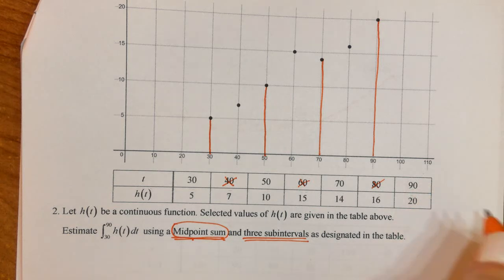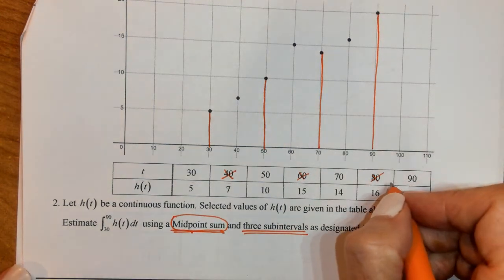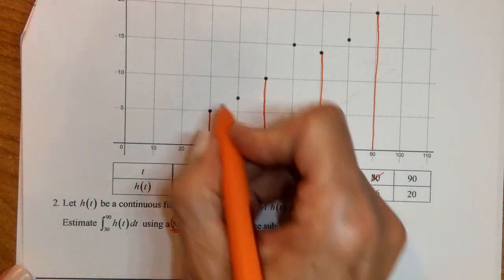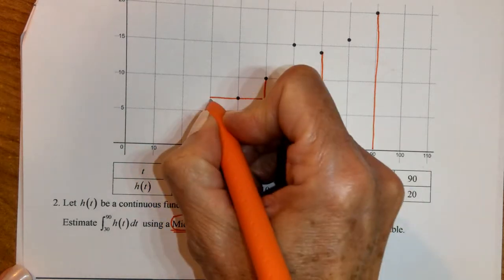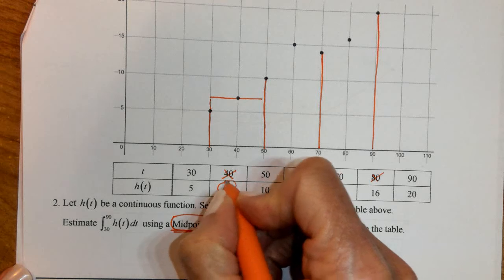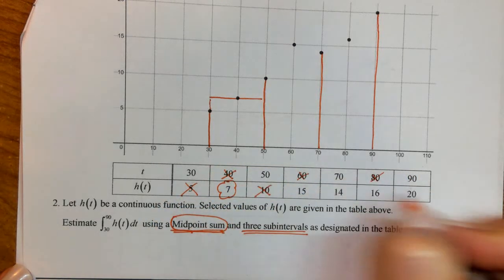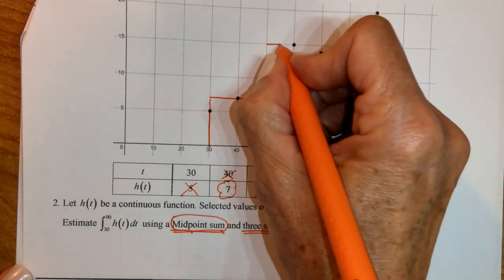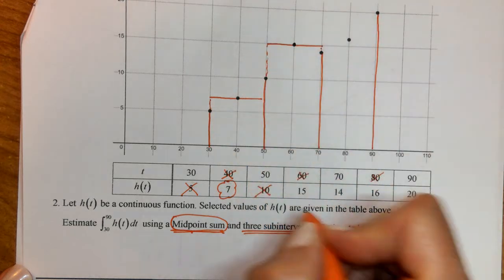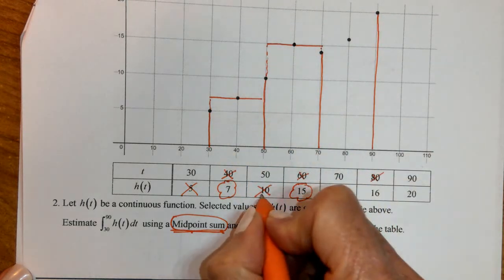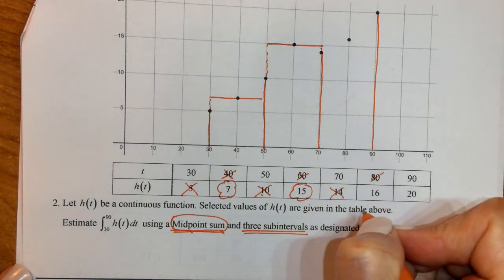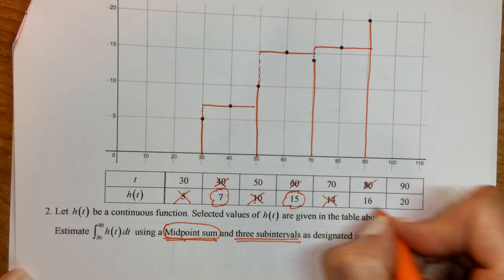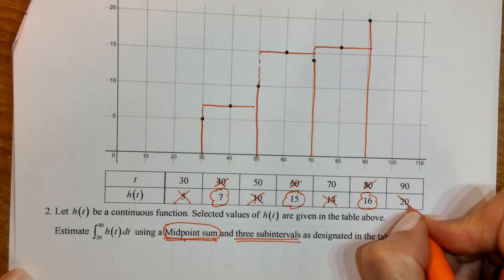Okay? And then you're using the middle number, the middle x value, that 40, as the height. So you're using that as the height of your rectangle. You're not going to use the 5, you're not going to use the 10, only the 7. You're using this middle value as the height of your rectangle. So you're using the 15, not the 10, not the 14. And then lastly, you're using this one as the height, not the 14, not the 20.